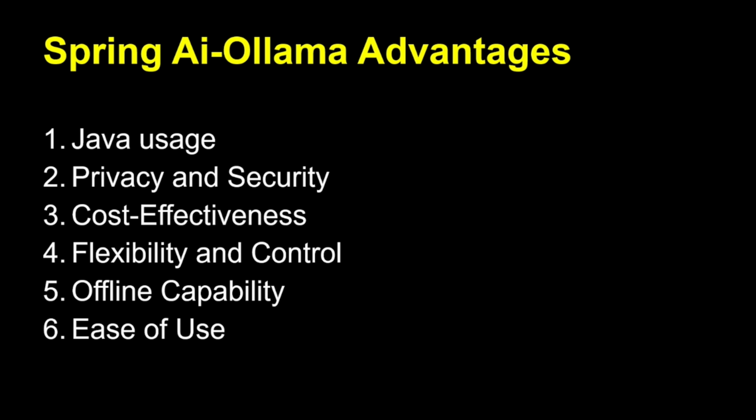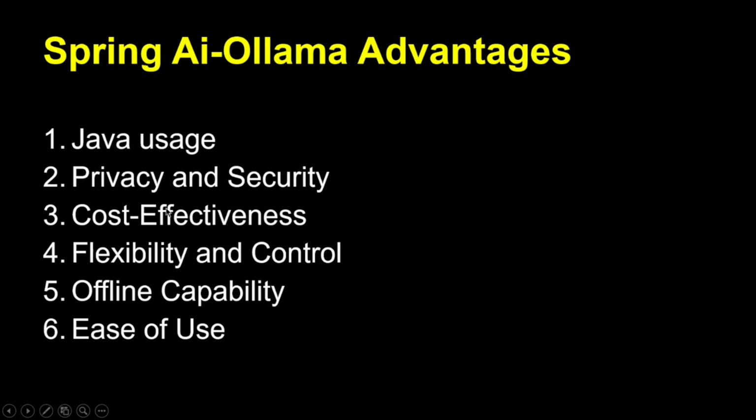And the final one is ease of use. Once you have Spring AI, it provides a wide variety of models, whether text to image, image to text, audio to video, or video to text. It can convert a variety of inputs to outputs. So that's one of the usages of Spring AI which gives the advantage. These are some of the benefits we get with the combination of Spring AI and Ollama. So now let's get started.